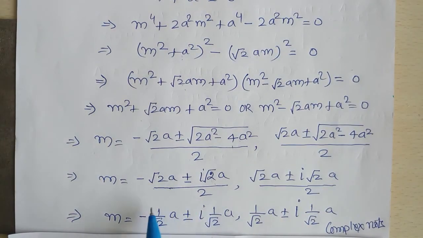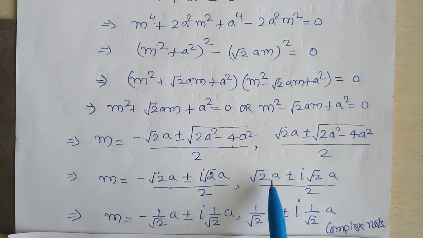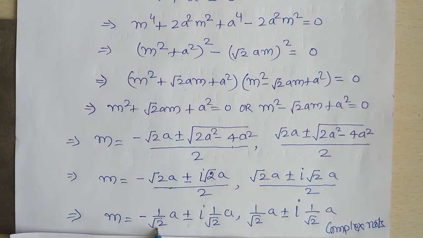Now separating the iota, we get, with the values of m, here root 2 by 2 is 1 upon root 2a plus minus iota, here root 2 by 2 is 1 upon root 2a. So roots are these, the 4 roots, and the roots are complex: alpha plus minus iota beta, alpha plus minus iota beta. Here alpha is minus 1 upon root 2a, then here alpha is plus 1 upon root 2a. So roots are complex and different.